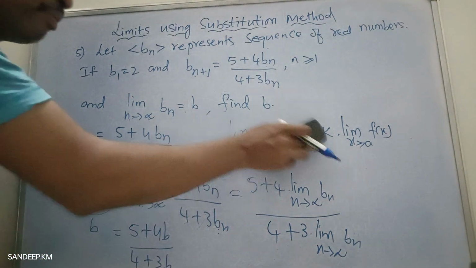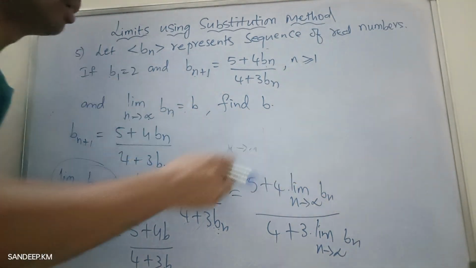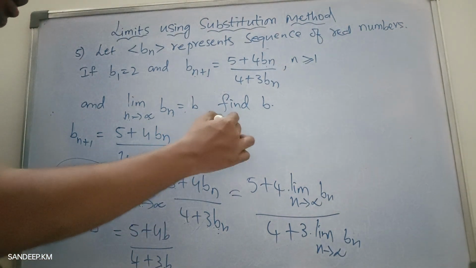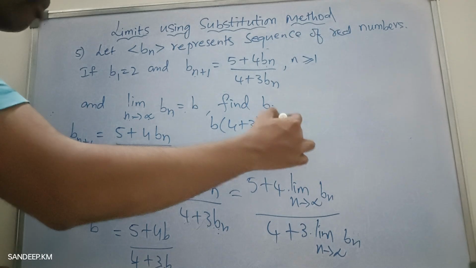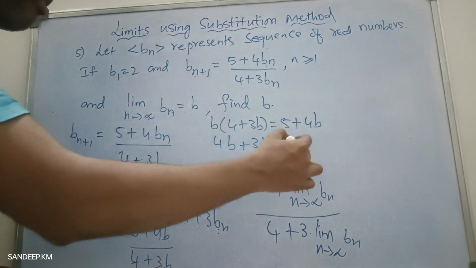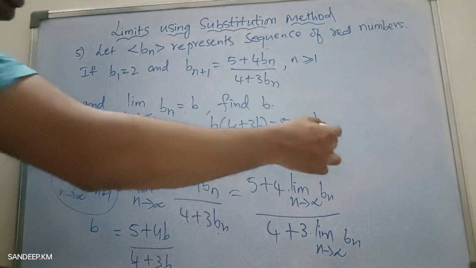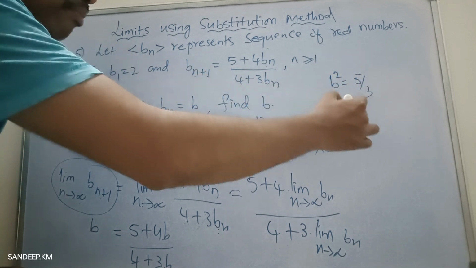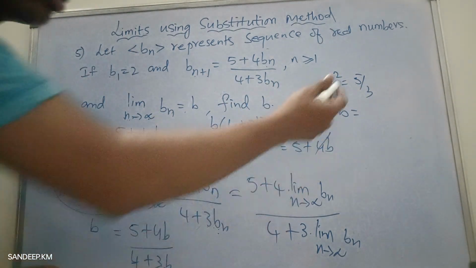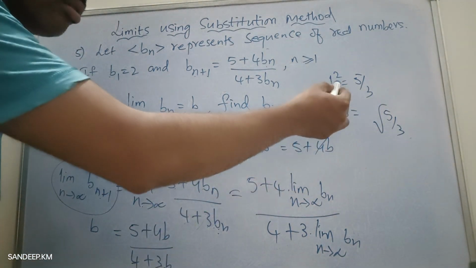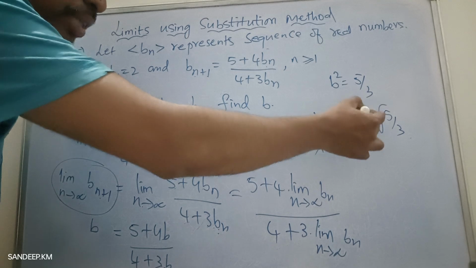Okay now, so let me solve it here. If I cross multiply 4 plus 3b with b, so b into 4 plus 3b is equal to 5 plus 4b. Expand it: 4b plus 3b square is equal to 5 plus 4b, and take 4b to the right side and cancel it. You will get b square is equal to 5 by 3. Some students will write b square is 5 by 3 means b is only root 5 by 3. You have to understand, when b square is 5 by 3, b is plus or minus root 5 by 3.